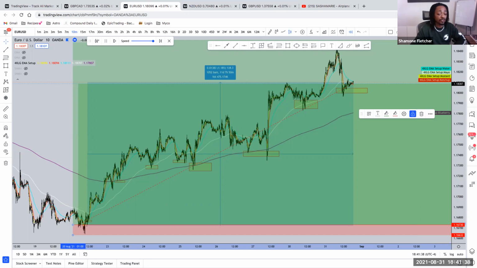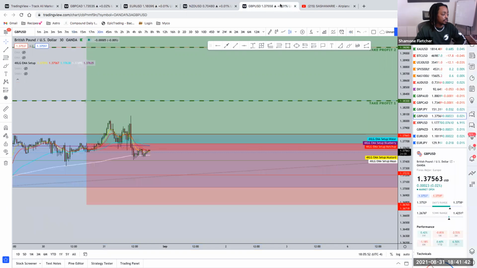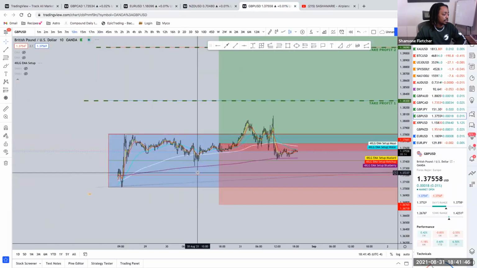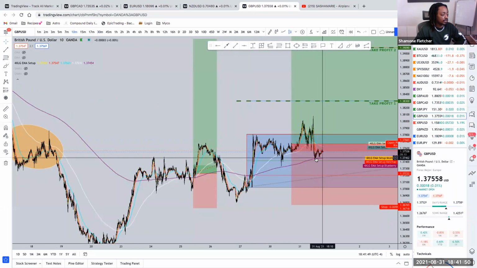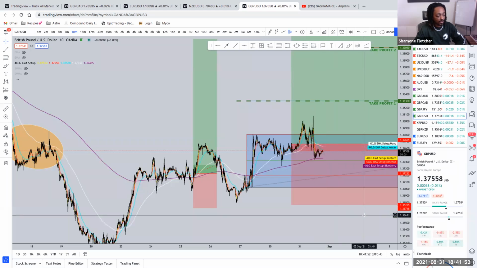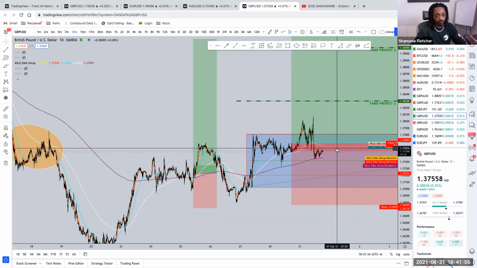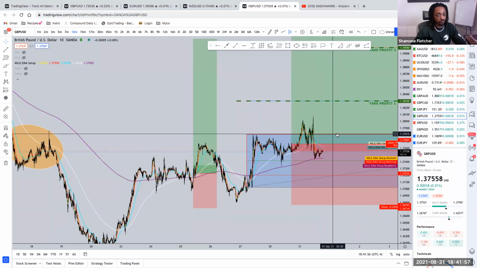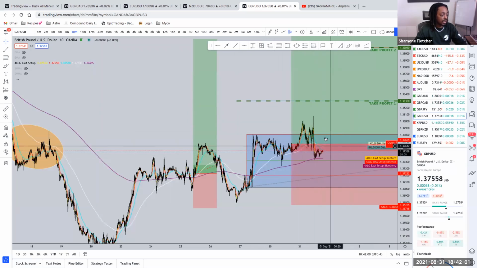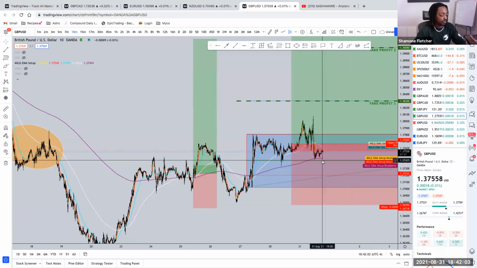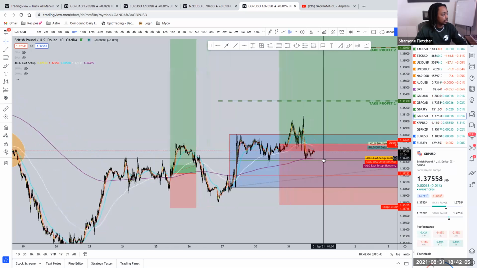All right, this is happening on EU. It's probably happening on GU. Definitely happening on NU. So just understanding what's happening. Look, zooming out, we are now at our 8-hour support, and we are above it. I'm not worried about all the noise. I want to know overall, what am I looking to do? And I'm looking to buy.